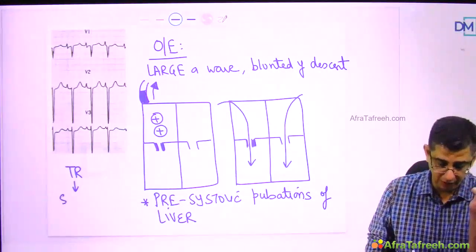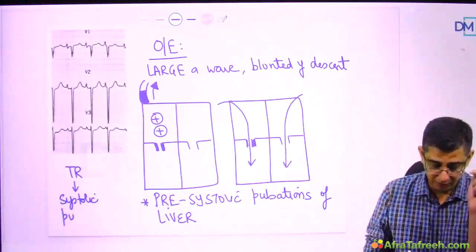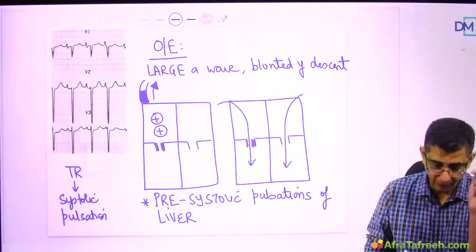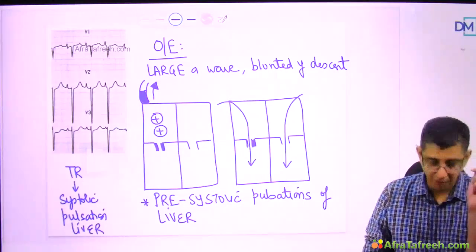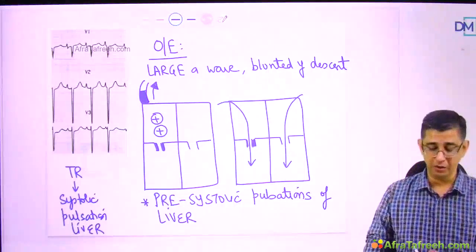I repeat my statement again. Tricuspid regurgitation has a pulsatile liver. It would be a systolic pulsation of the liver. In tricuspid stenosis, it would be a pre-systolic pulsation that would be occurring in the patient.